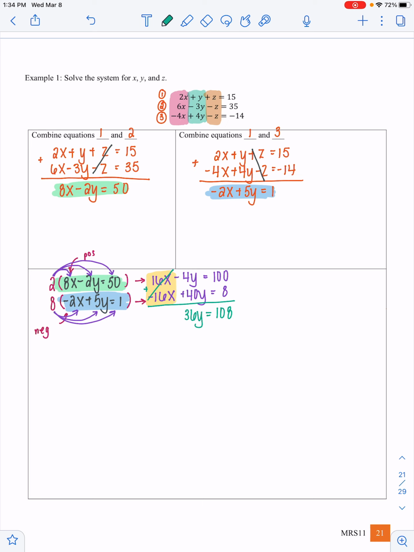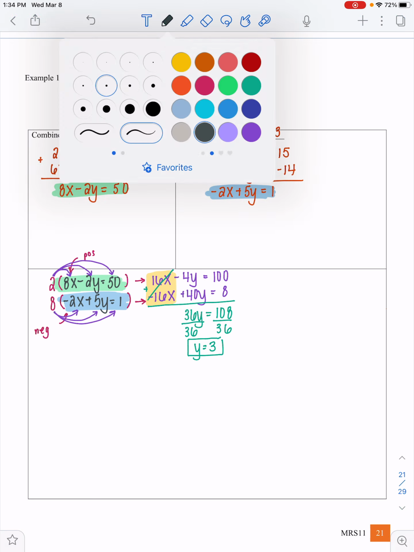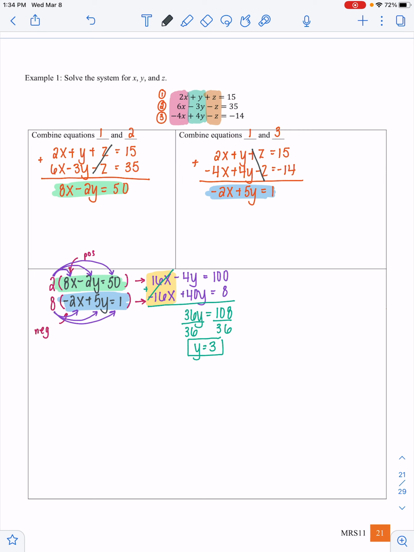And now we just have a simple one-step equation. Solve for y, divide both sides by 36. You get y is equal to 3. This is a system of equations, so we are not done. So now what I'm going to do is take one of my equations. I'm going to take the top one, 8x minus 2y is equal to 50.